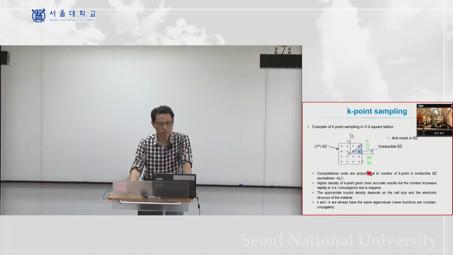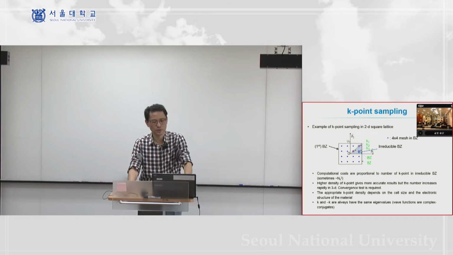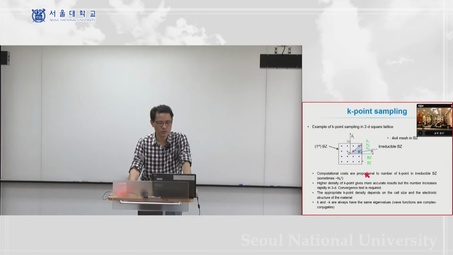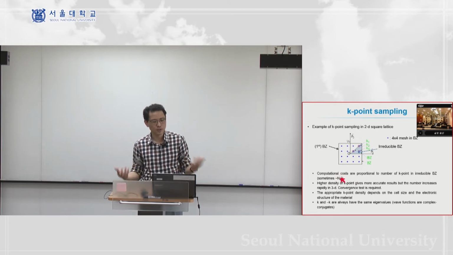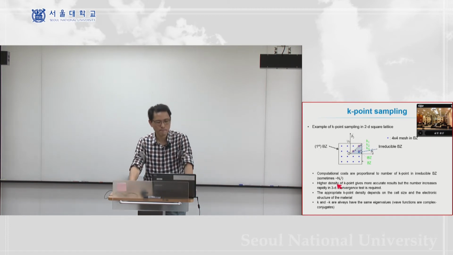Computational cost is usually proportional to the number of k points because you have to solve each set of equations for each k point. So usually your computational cost scales with the number of k points. But sometimes, for example in the case of hybrid functional calculations, your computational cost greatly increases, like N_k squared instead of N_k. And of course the higher density of k points gives a more accurate result, but the number increases very rapidly in three-dimensional structures.